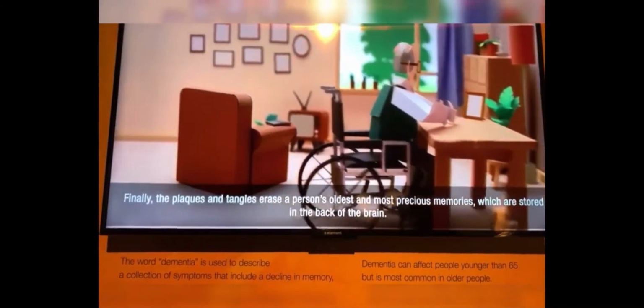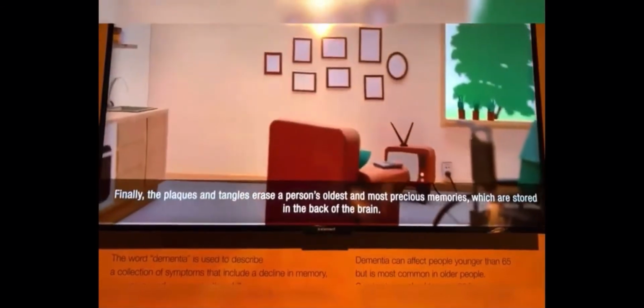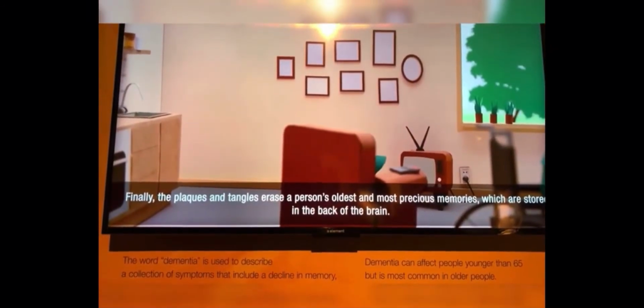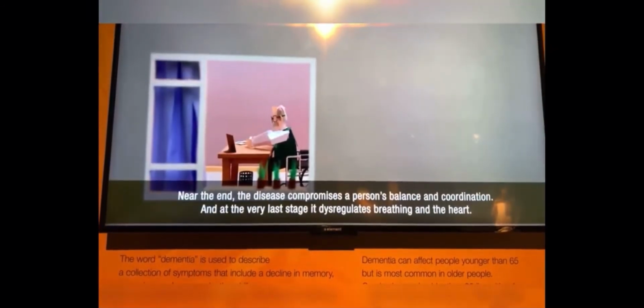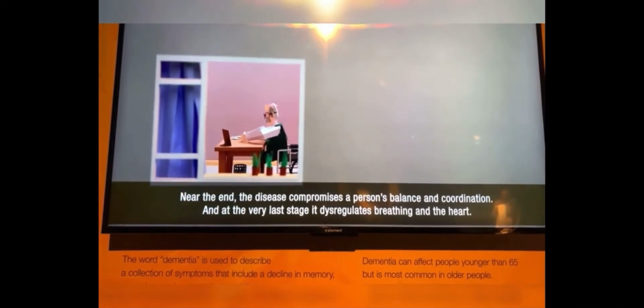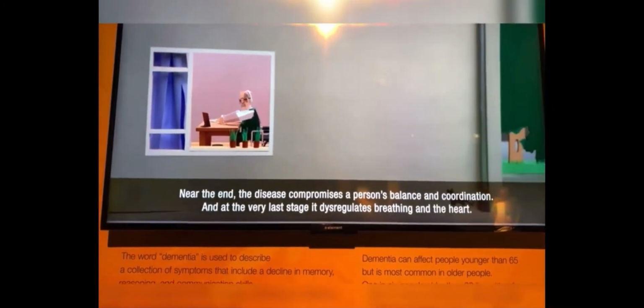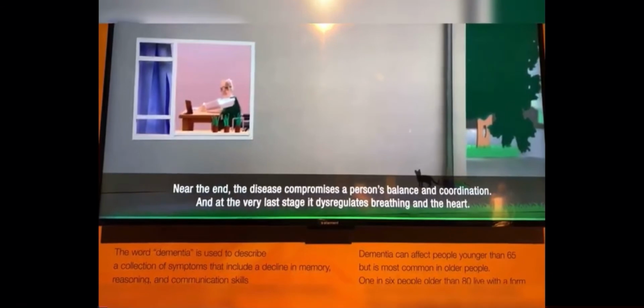Finally, the plaques and tangles erase a person's oldest and most precious memories, which are stored in the back of the brain. Near the end, the disease compromises a person's balance and coordination. And at the very last stage, it dysregulates breathing and the heart.